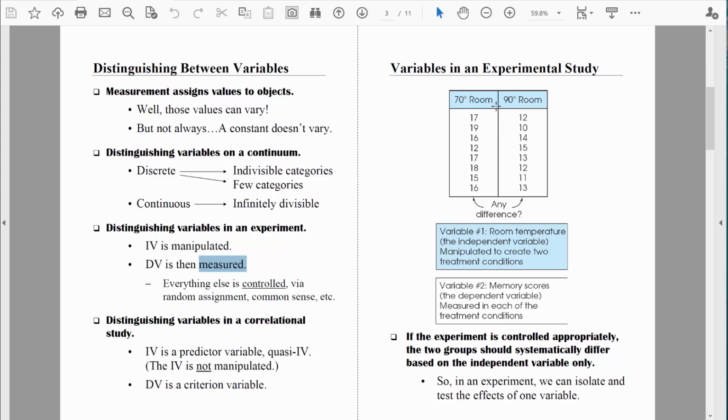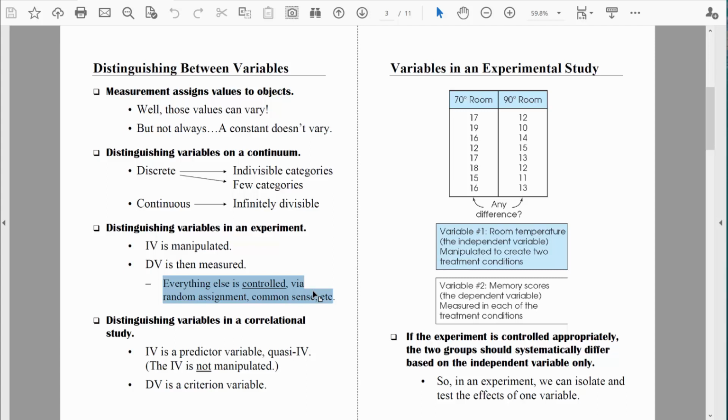But that's just part of what makes an experiment really special. Here's the key thing right here. Everything else in an experiment is controlled. That word control is so important, and we're going to talk about it in a little bit more depth in just a minute. How do we control things? We control things via random assignment and just general common sense.